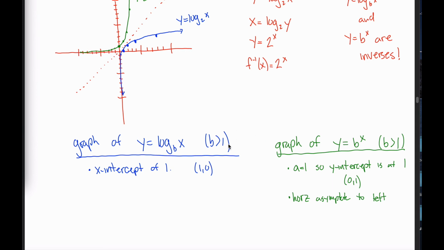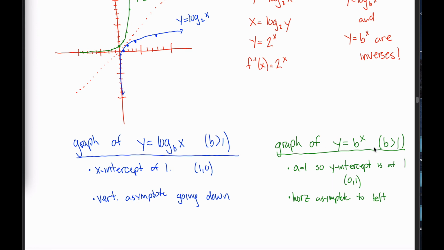Well, let's see. If I'm switching inputs and outputs, then what that would be saying is that when my y values get negative, my x values get arbitrarily close to 0. In other words, if these graphs always have horizontal asymptotes, these graphs are always going to have vertical asymptotes. And if these horizontal asymptotes are always to the left, these vertical asymptotes will always be going down.